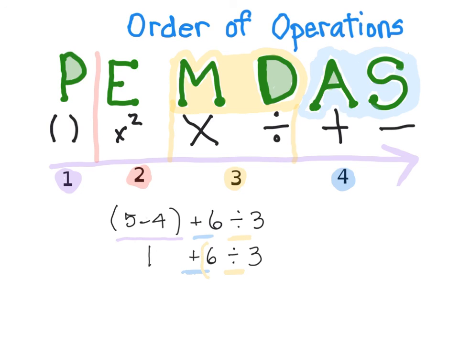So we are going to divide 6 by 3 first. 6 divided by 3 is 2. 1 plus 2 is equal to 3. Our answer to that problem is 3. Well, I hope this video helps you understand a little bit more about the order of operations and PEMDAS. Please excuse my dear Aunt Sally.